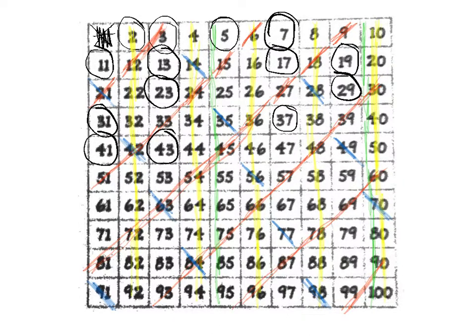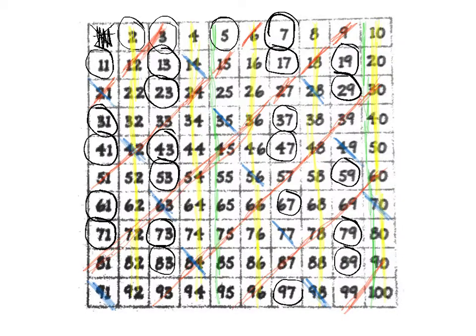But I do believe that the sieve is foolproof. All of the numbers that have no colors on them are prime numbers. So you can see there all the prime numbers from 1 to 100.